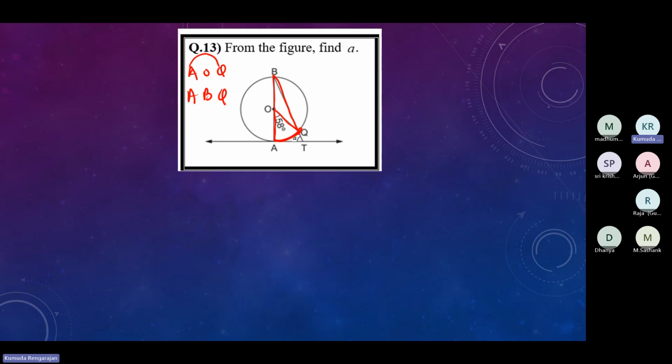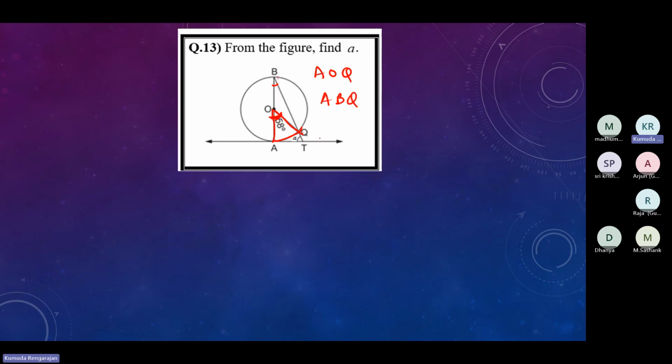AOQ is made by the arc AQ at the center. Angle ABQ is made by the same arc AQ at the point B on the circumference. The angle at the center is more. Center is double. Circumference is half. When you name the angles, you can make out. This angle is called angle AOQ, so this angle is made by the arc AQ at the center. Now this angle is called angle ABQ.